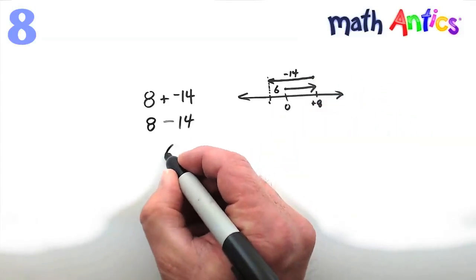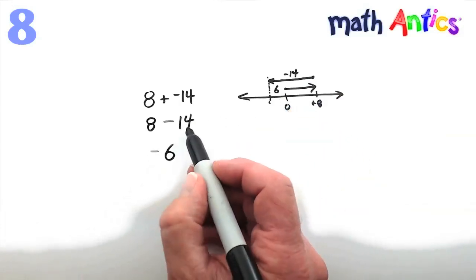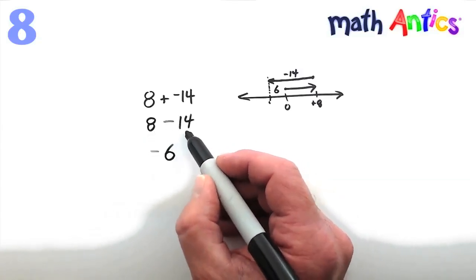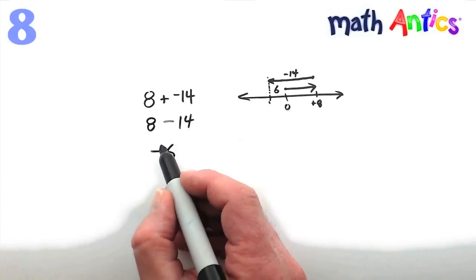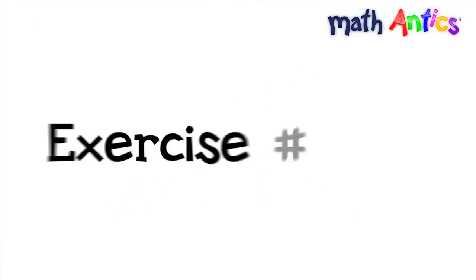and that's going to be the number part of our answer, and we know it's going to be negative because we tried to take away more than we had. We started with 8, and we took away more than that. We took away 14, so we're going to end up with negative 6 for our answer.